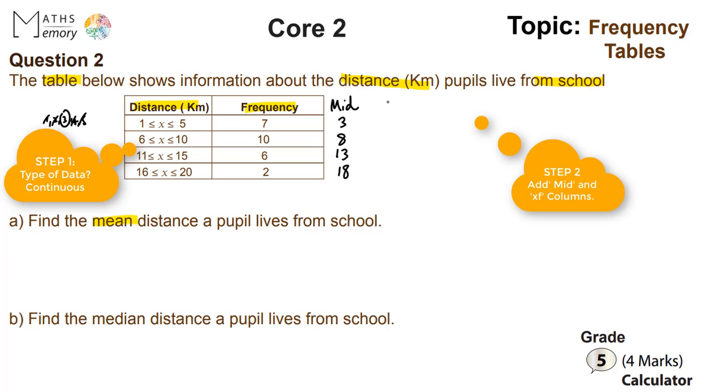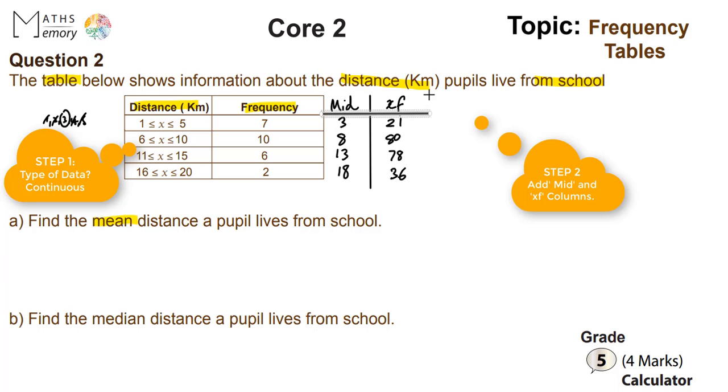Next column would be xf, x times f, or f times x. It doesn't make a difference. This means 7 pupils on average live 3 kilometers each. So if all 7 live 3 kilometers, that is 7 times 3, 21 kilometers. This means all 10 pupils each live 8 kilometers, so 10 times 8, 80. We keep going with all of these: 6 times 13 is 78, and 2 times 18 is 36. So these are our two columns, mid value and xf, extremely important for finding the mean.